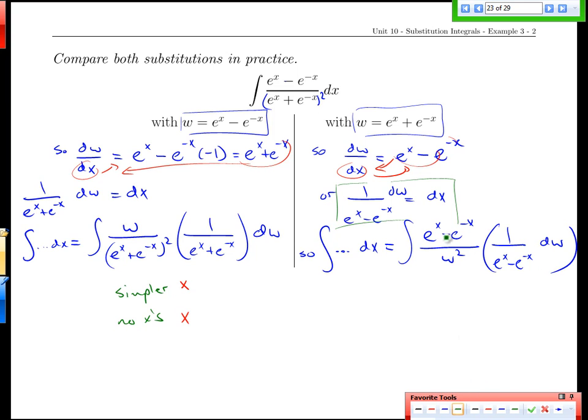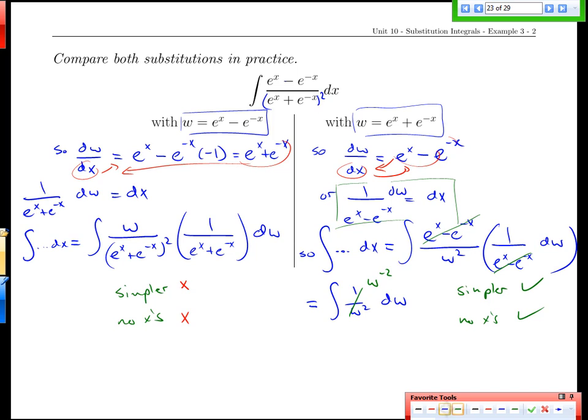And there we see the payoff. Now we can cancel things and get the integral of 1 over w squared dw. We ask ourselves, is that simpler? Does it have no x's? And the answer, of course, in both cases is yes and yes. Let's write that legibly. Simpler. This integral is far simpler than what we started with, and it's actually so simple we can integrate it right away.